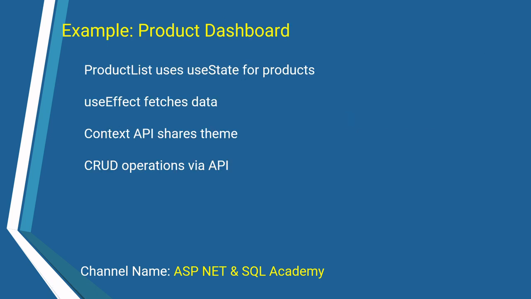Let us look at a practical example, a product dashboard. The list of products is stored in state, fetched with the useEffect. Theme and other settings are shared globally using Context API, while CRUD operations update both the backend and the UI dynamically.